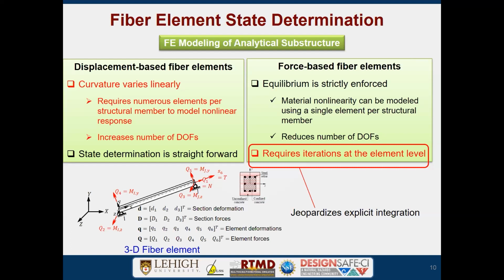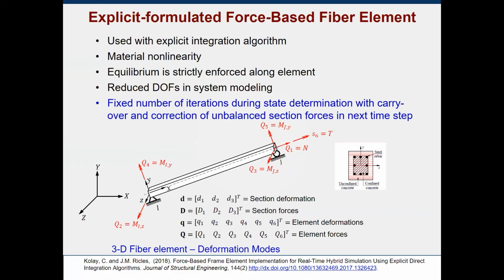So here, this is our solution. We proposed these explicit force-based fiber elements. They have all the benefits of the force-based fiber elements, so you can reduce degrees of freedom by using only one single element per structural member. And the benefit of this element is that it has a fixed number of iterations during the state determination scheme, and it carries the unbalanced force over to the next steps. So I'm not going to describe these elements in detail, but if people are interested, you can find these force-based fiber elements in these papers published in 2018 in the Journal of Structural Engineering.